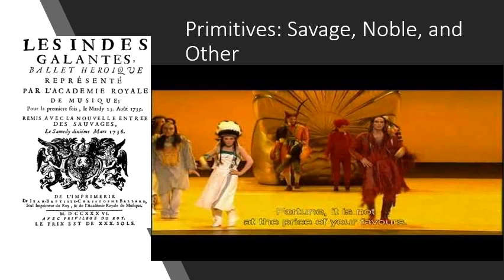Just as an aside, the Amorous Indies was interesting because each act has a different exotic person. The first act is the generous Turk. The second act is the Incas of Peru. The third act is called the Flowers, but it's set in Persia. And the fourth act is again the Savages, set in Rameau's imagined America, with the Native Americans.